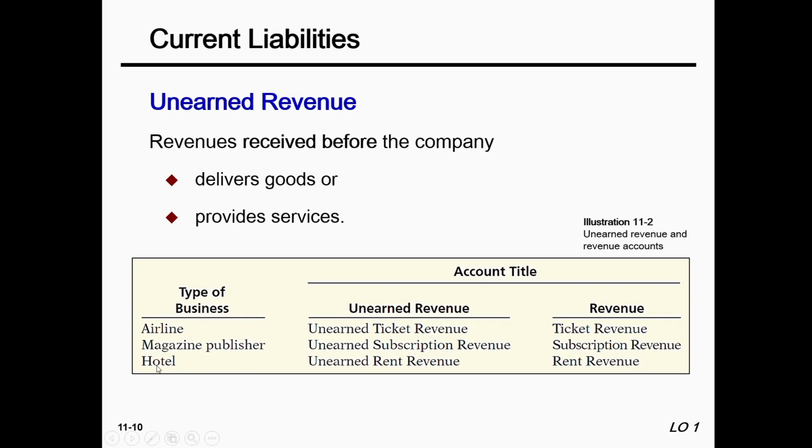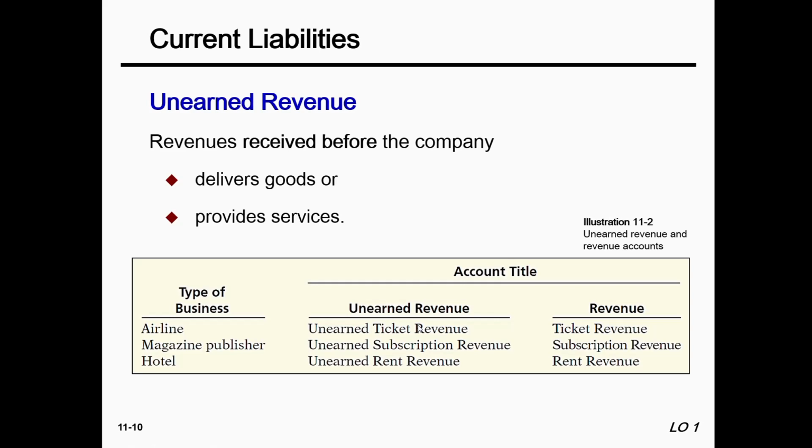We have a few examples, like airlines. Customers always book the tickets first, pay the ticket price, then they travel. So until the customer travels, this ticket revenue remains unearned for the company. It is unearned ticket revenue, and it will become ticket revenue when the customer travels with the airline.